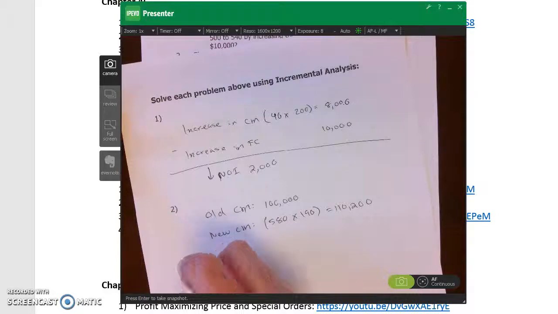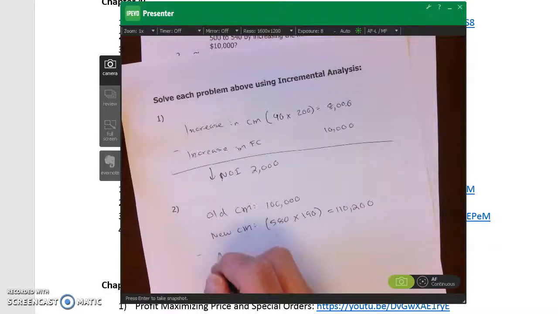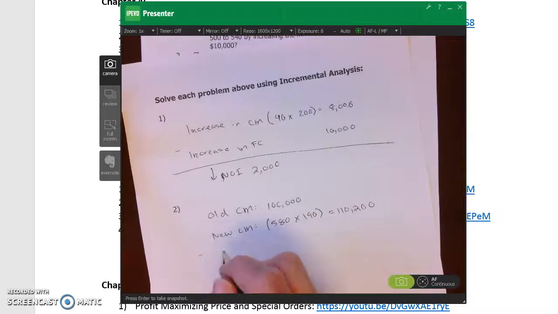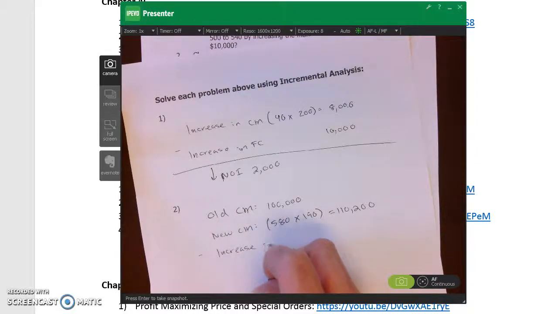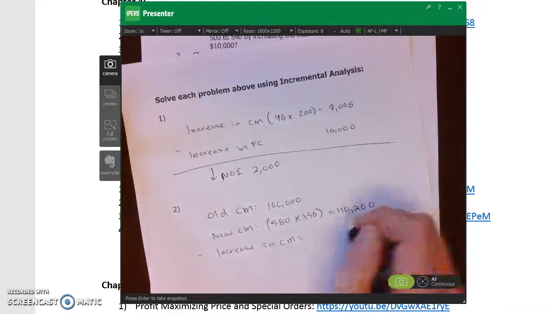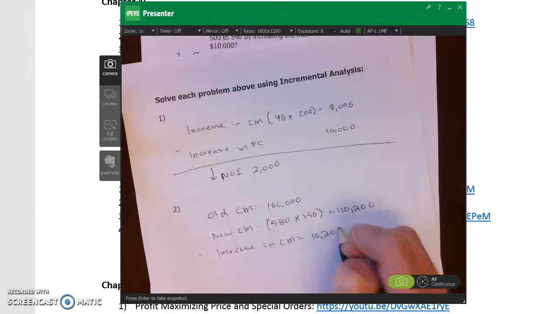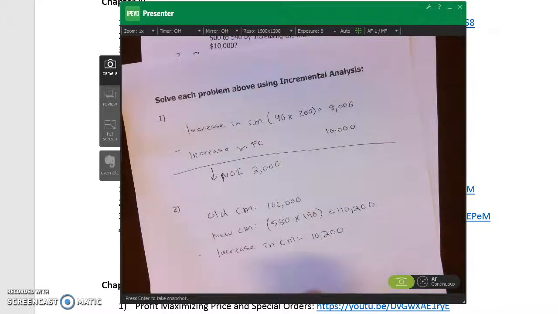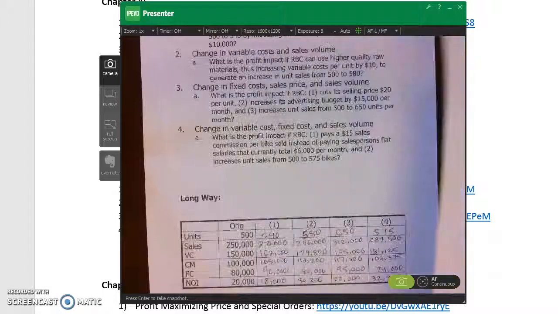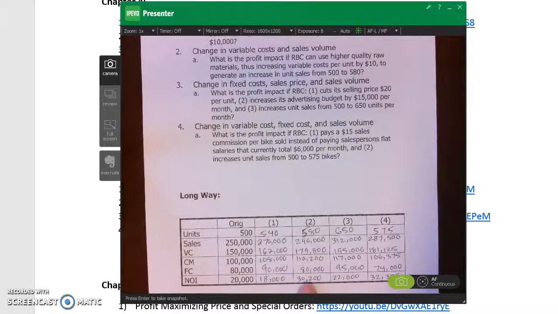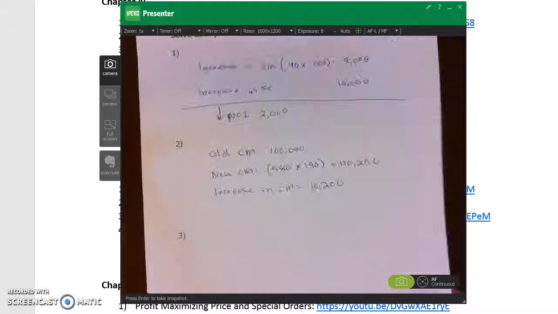So then we subtract the 100,000, and we have our increase in CM equal to 10,200. We don't have any impact or anything to do with our fixed costs, so this 10,200 increase in CM is also equal to our increase in NOI. Okay? So look at number 3 over here.